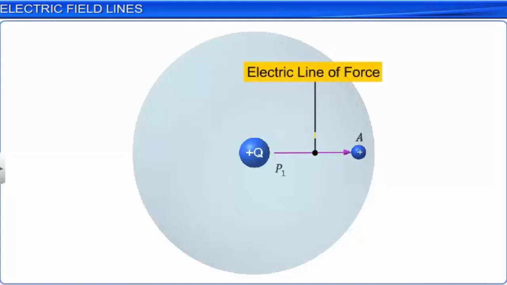Consider a point charge plus Q and its electric field. Let us introduce a unit positive charge at a point P1 in the electric field of Q. As both the source charge and the test charge are positive, this unit positive charge, placed at point P1, follows the path P1A in the electric field due to the repulsive force on it exerted by the electric field of the source charge. Thus, path P1A represents an electric line of force or an electric field line. An electric field line represents the path followed by a unit positive charge in an electric field.